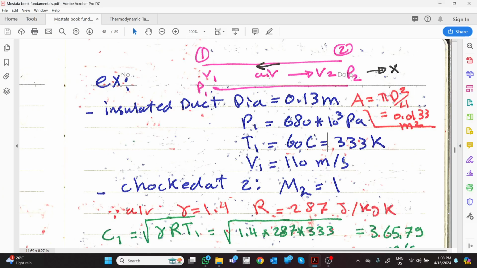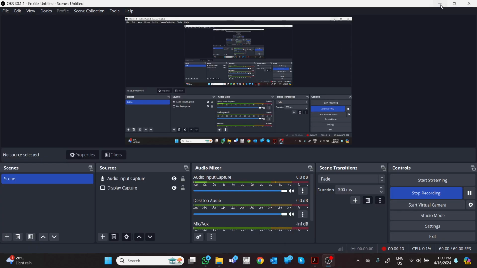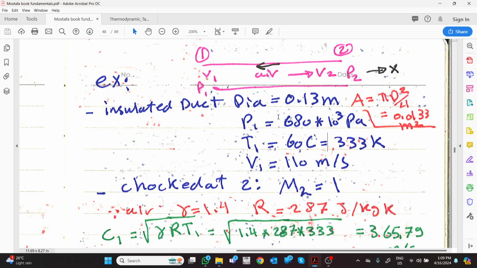So we will start with a very simple example. Assume we have an insulated duct. This means there's no heat in. Remember the closed control volume or Reynolds transport theorem. So there's no heat transfer, it means adiabatic, and due to the friction, we assume there is friction here, so the pressure is going to change, okay?